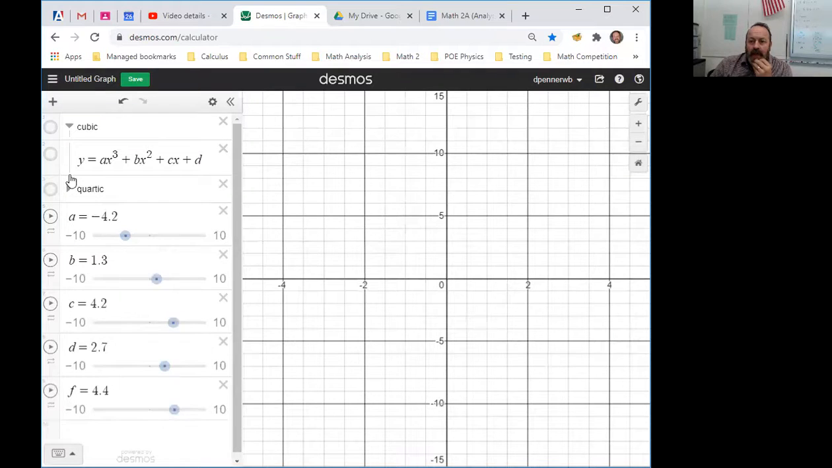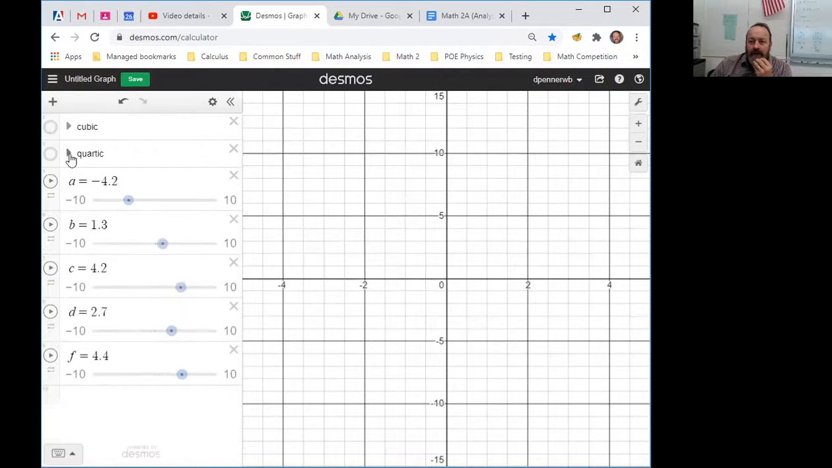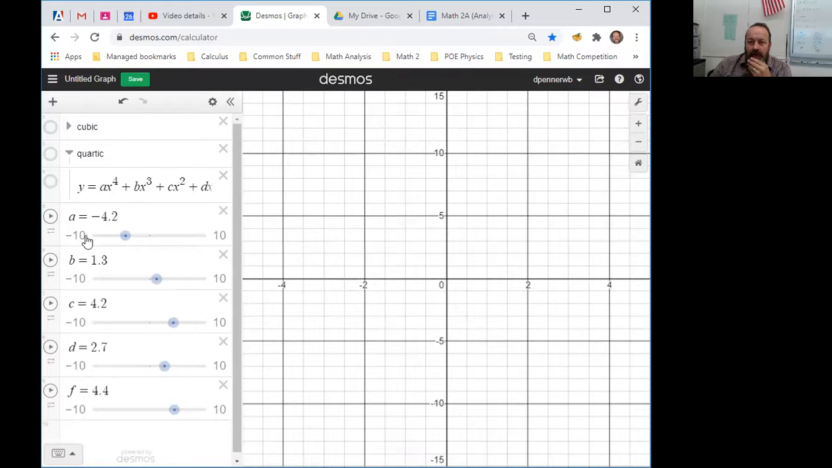In the quartic equation, I'm going to turn the cubic off, and let's look at the quartic. So I've got ax to the 4th, etc. Let me go ahead and reset those things back to their normal places. Just bring them down a little bit. And let's see what the quartic equation looks like. So notice it looks like somebody did kind of a poor job of drawing a parabola where this got dented or hit in. But as we start pulling on these things, we can start creating some interesting shapes to them.